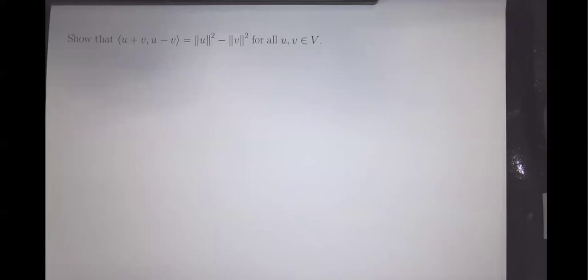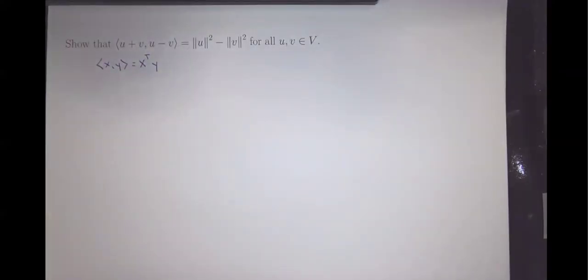In this example, we want to show that the inner product of u plus v with u minus v is equal to the norm of u squared minus the norm of v squared. And here we want to use, because it's not specified, the dot product as the inner product. So the inner product of x and y in this example is going to be x transpose y, because it's not stated.